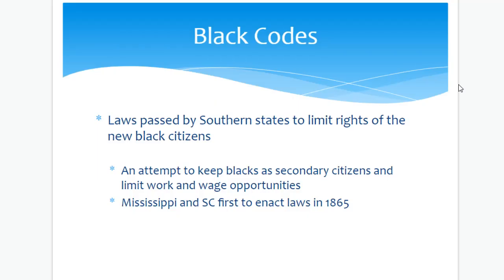In the South, there were also things that were called black codes, and these were laws that were passed by southern states to try to limit the rights of new black citizens. Of course, we remember from when we talked about the review in the WebQuest about the different laws that were enacted that didn't give African American men or women the opportunity to be considered citizens of the United States. These black codes were enacted as a way to try to bring back those laws, meaning even though we said slavery was over, there were still laws at the local and state level that were discriminatory towards African Americans. It was an attempt to keep blacks as secondary citizens and limit the work and wage opportunities. Mississippi and South Carolina were the first states to enact those laws in 1865.